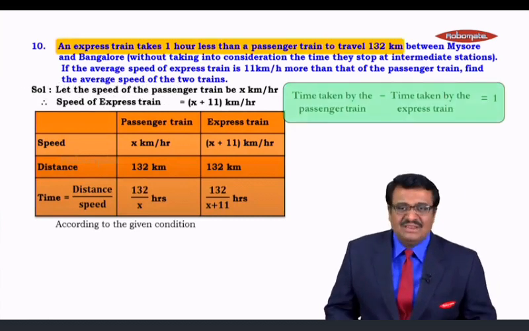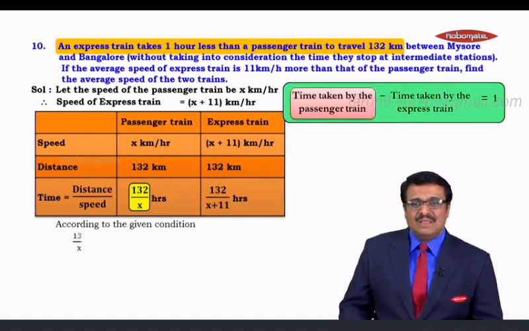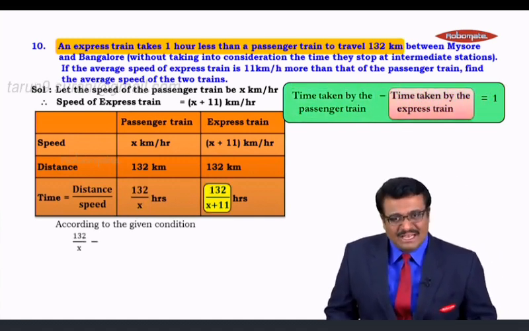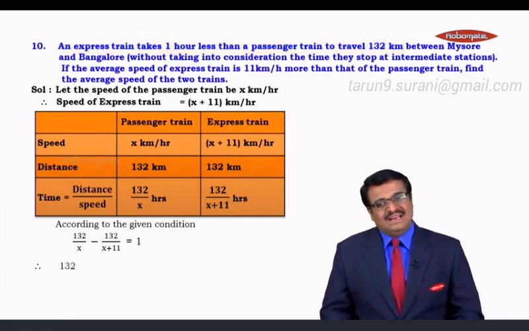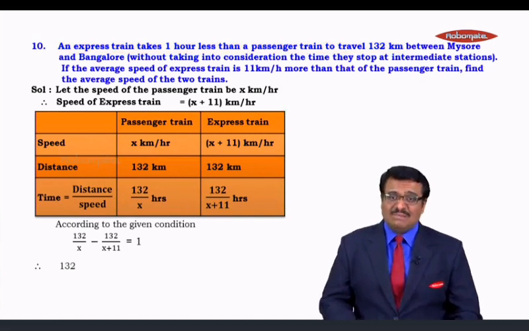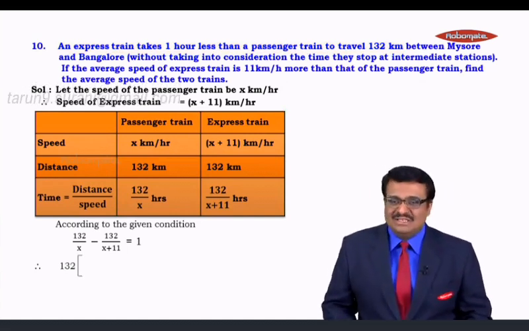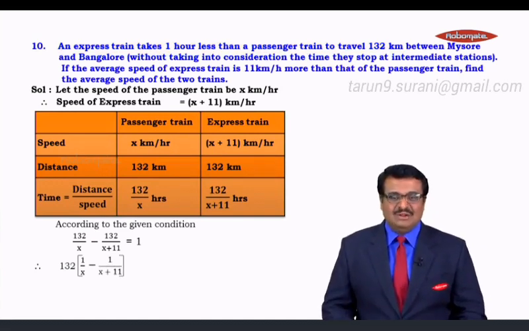According to the condition, the time taken by the passenger train, how much is it? 132 upon x minus the time taken by the express train, how much is it? 132 upon x plus 11 is equal to 1. Okay, let us cross multiply, but before cross multiplying, 132 can be taken common out of the bracket. So 132 goes out common. What stays inside the bracket is 1 upon x minus 1 upon x plus 11 is equal to 1.